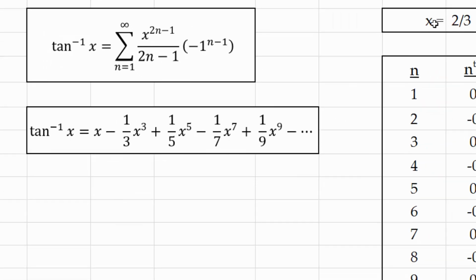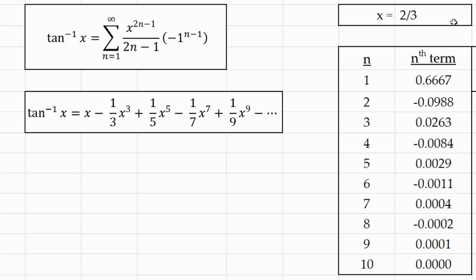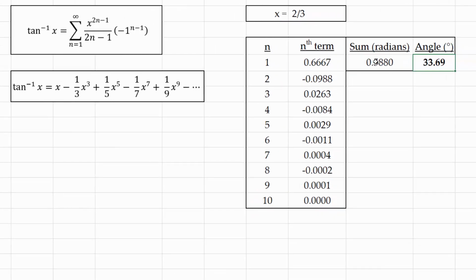So again, if we have x equals 2/3, here's the first term, the second term, and so on. And they keep getting smaller because of the power. And you have to add them up, but remember they're radians. And once we change that into the angle, it's 33.69.